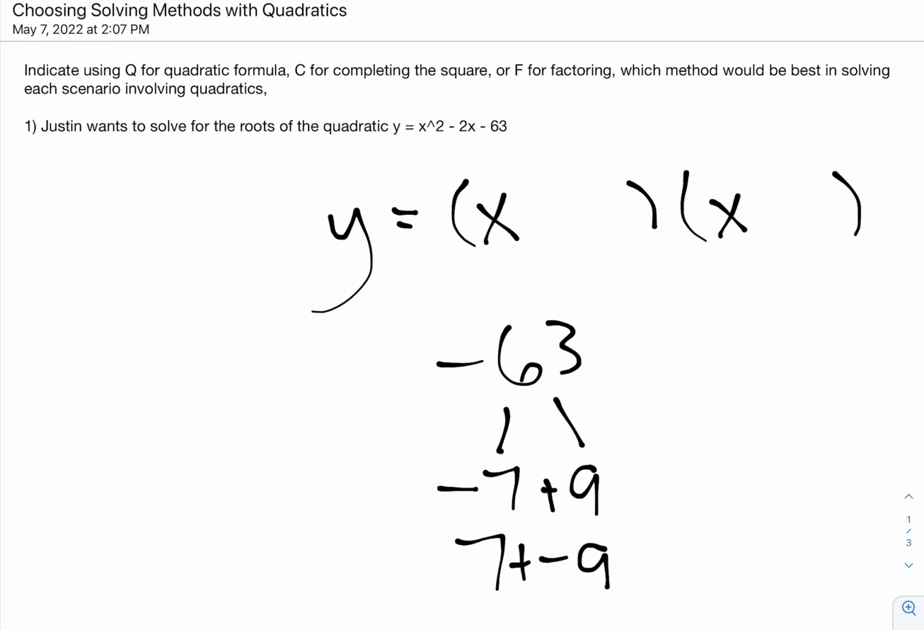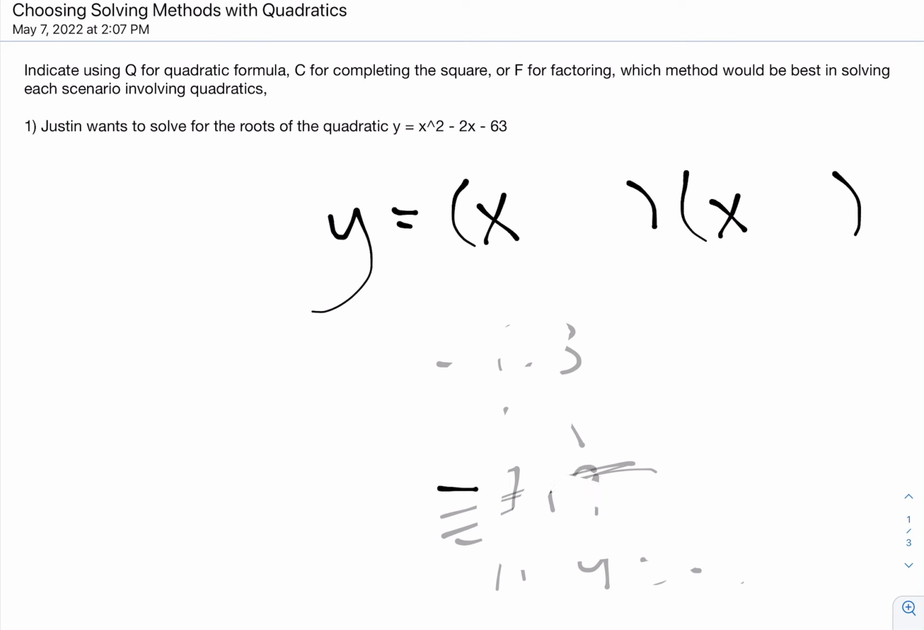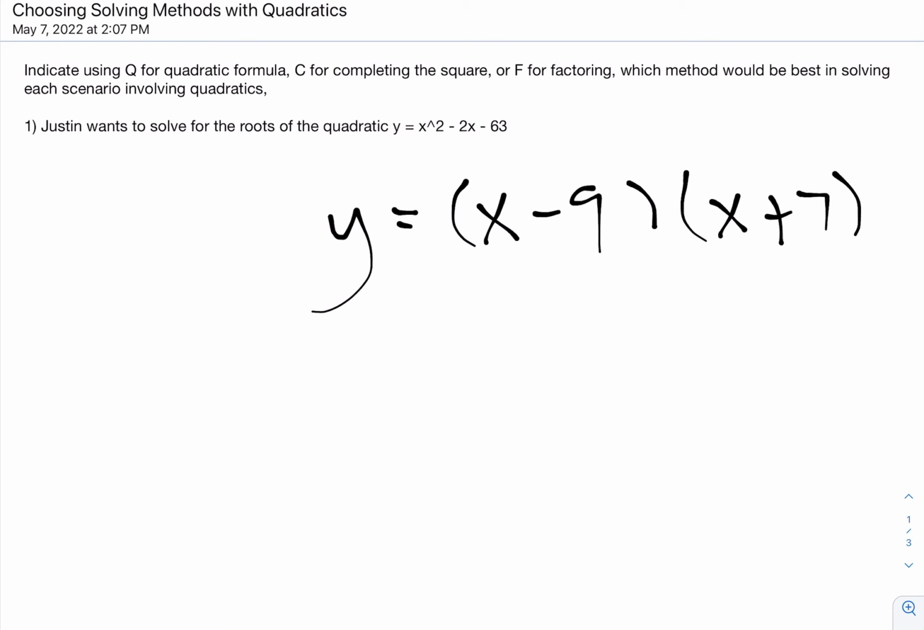So when we add these, negative 7 plus 9, that's positive 2, so it's not that one. Positive 7 plus negative 9, that's going to be negative 2. So that's the one we want. So it's going to be x minus 9, x plus 7. And to solve this, just quickly, we know that y is going to be 0 when we're solving for the roots. So 0 equals x minus 9, x plus 7.